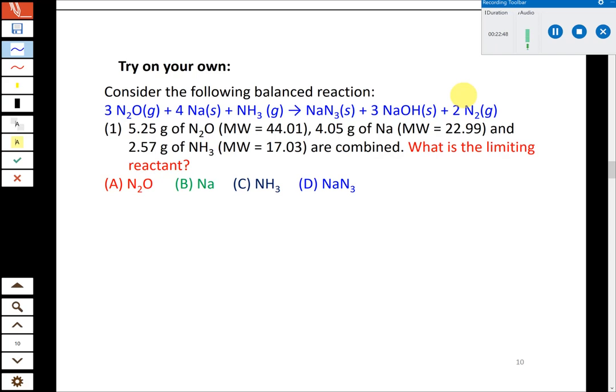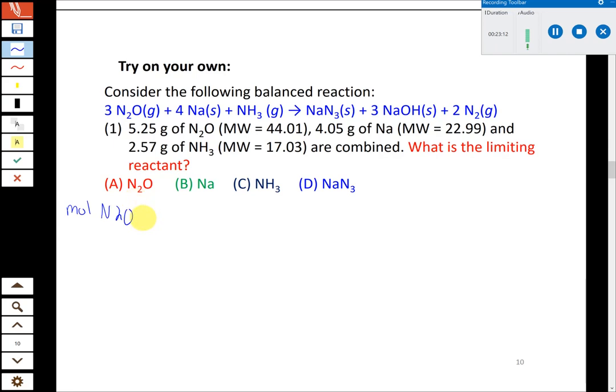So again, fairly complicated, but everything's given to us. We don't have to worry about balancing it or writing it out. And so we have 5.25 grams of N2O, 4.05 grams of sodium, and 2.57 grams of NH3. What is the limiting reactant? So in this case, we have amounts of all 3, so we're going to have to do this for all 3. We have to calculate for each of the reactants moles and then stoichiometric ratio.